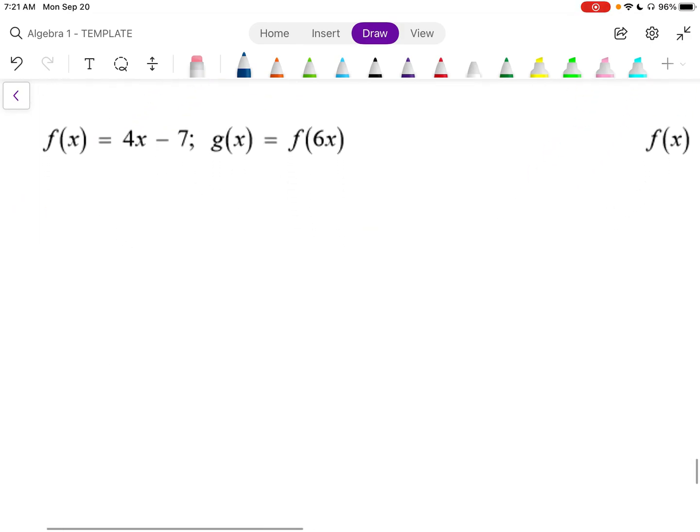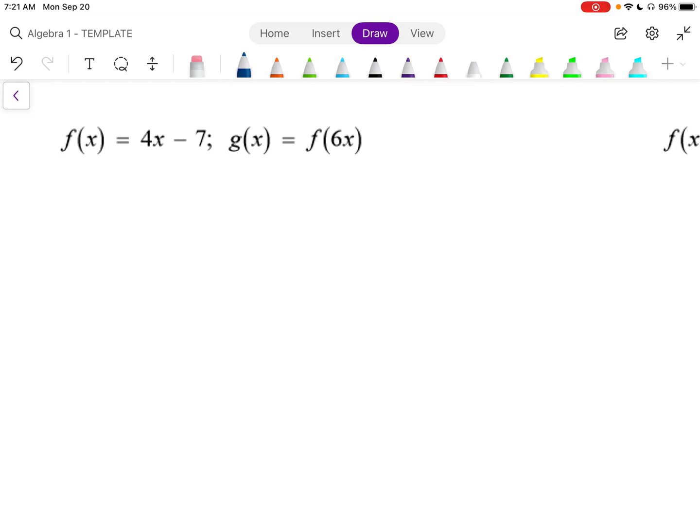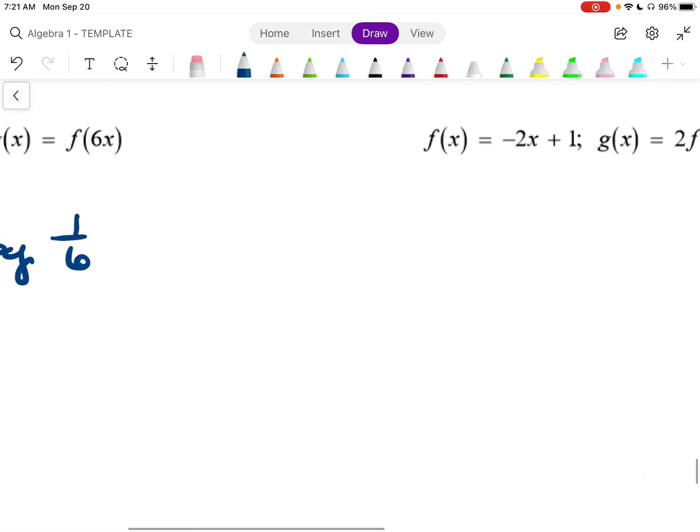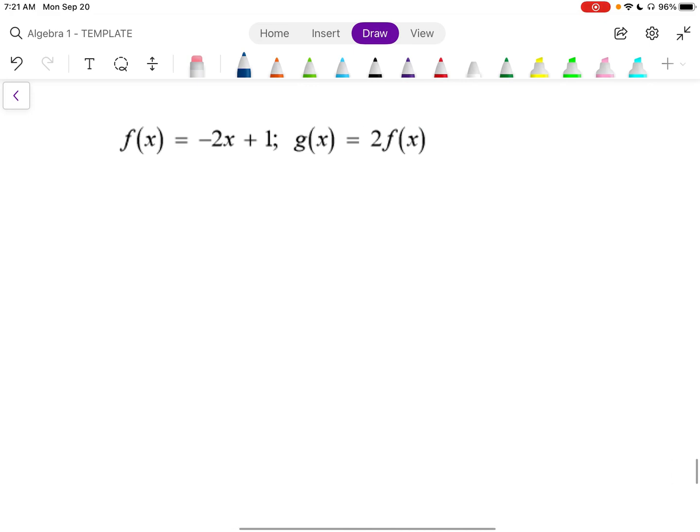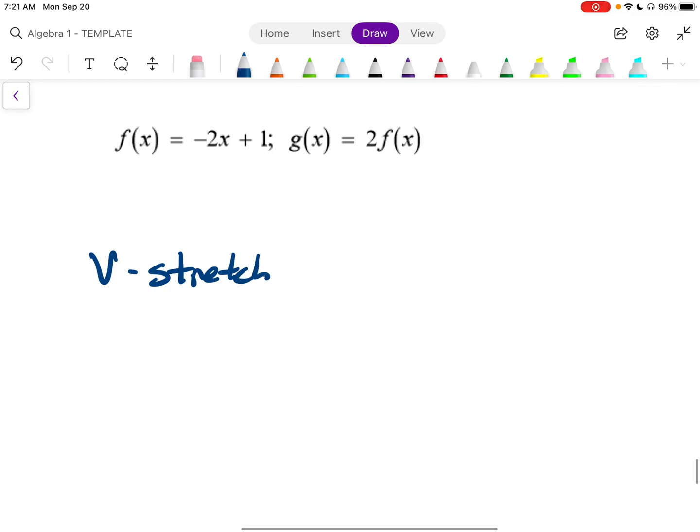This one, there's a 6x and it's inside the parentheses. So this is going to be a horizontal, and then we have to decide is it going to be a stretch or a shrink. It's going to be 1/6, which is less than 1, so this is going to be a horizontal shrink. Whenever it's in the parentheses, you have to take the reciprocal. Next up, we have a 2 sitting out front. This is going to be a vertical stretch by 2.